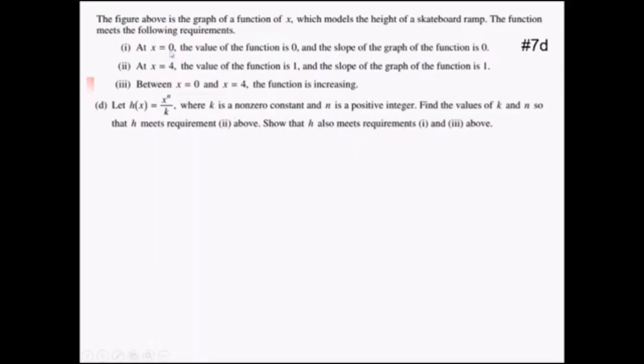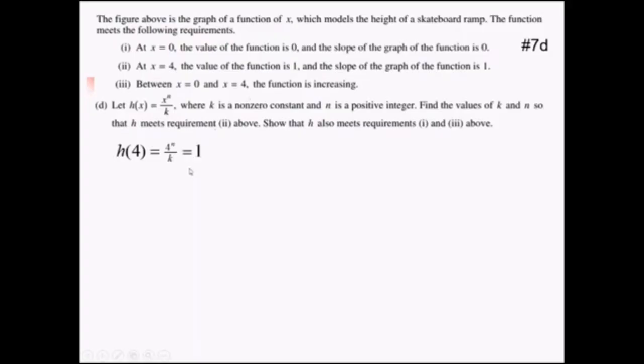So they're saying that, again, at x equals 4, the value of the function has to be 1. So that means h of 4 is what we need to figure out. So h of 4, that would be 4 to the n over k. And they're saying that that needs to take on a value of 1. So let's just set that equal to 1.